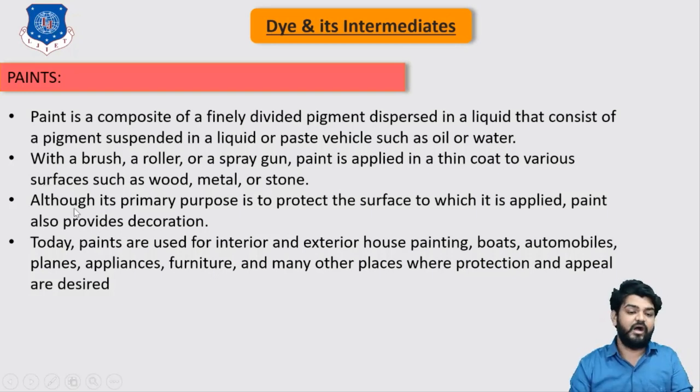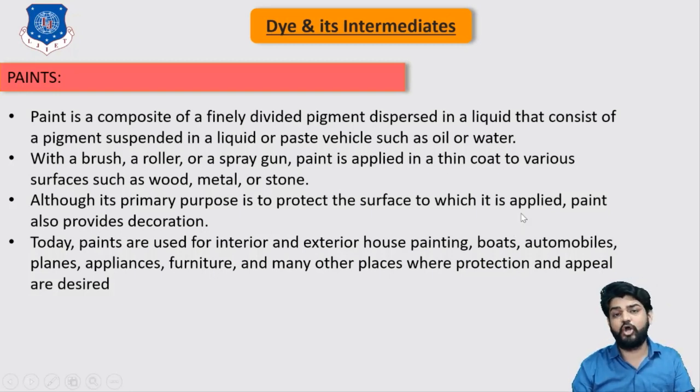With a brush, a roller or a spray gun, paint can be applied as a thin coat on various surfaces such as wood, metal and stone. We can even apply this paint on walls as well. Its primary purpose is to protect the surface to which it is applied, right? So the primary purpose of paint is to protect the surface of whatever substance we are applying it to.